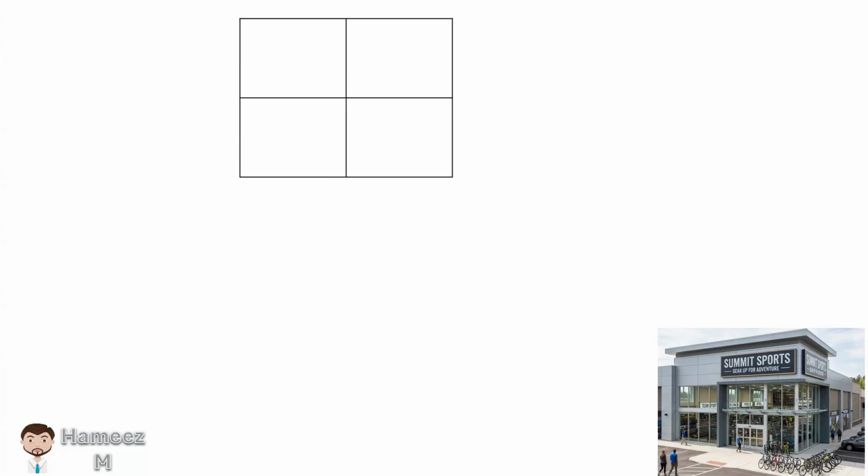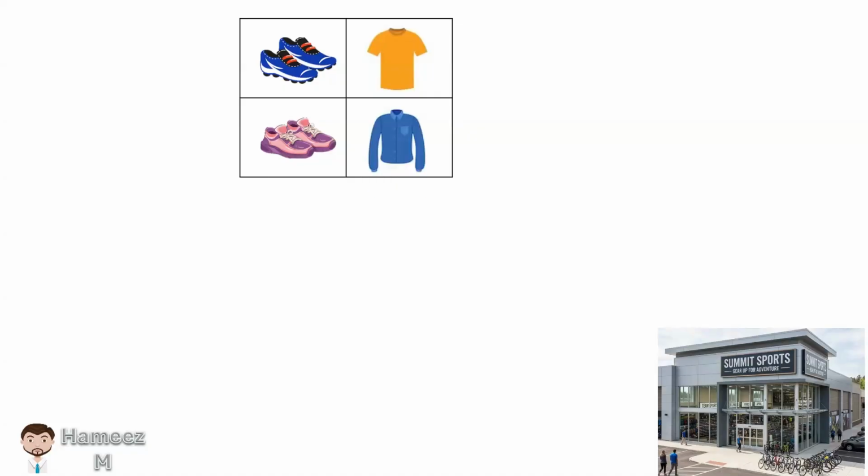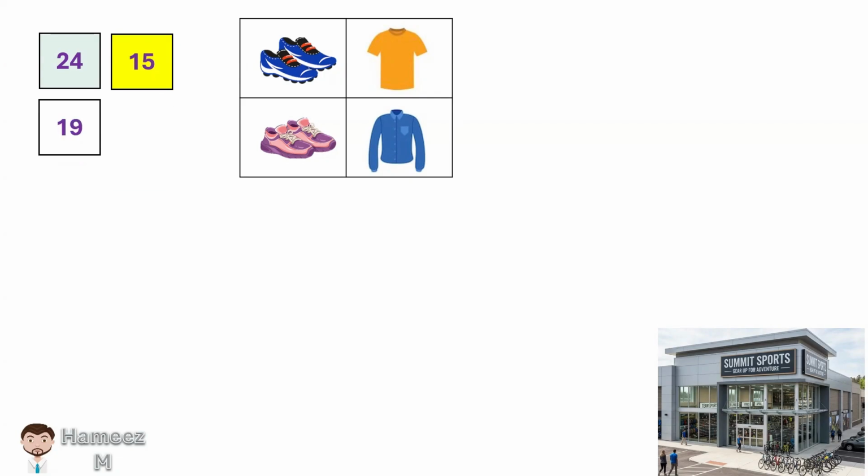So the first store had these 4 items we're looking at: male shoes, male t-shirts, female shoes, and of course female long sleeve t-shirts. Male and female shoes, male and female t-shirts, 4 items. In the first branch, 24 male shoes were received, and they stocked 15 t-shirts, 19 pink shoes, and of course 32 blue female t-shirts.